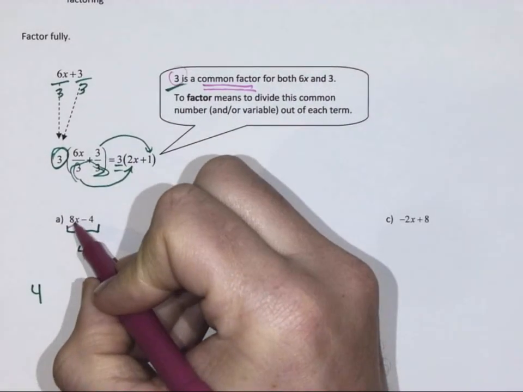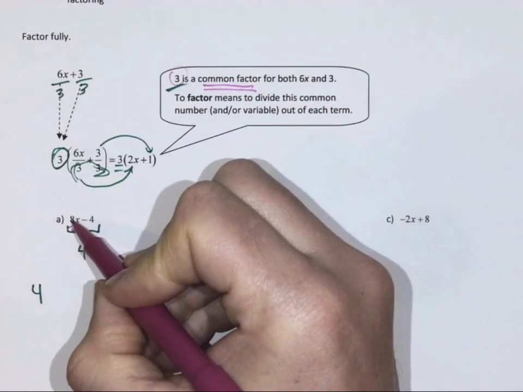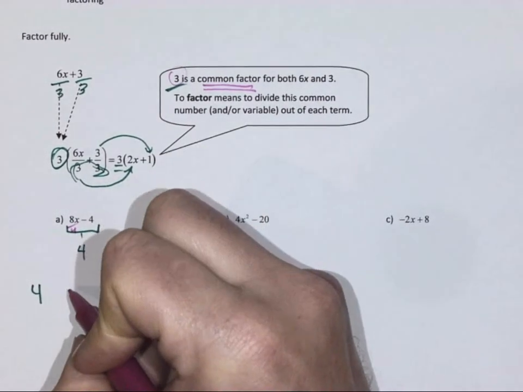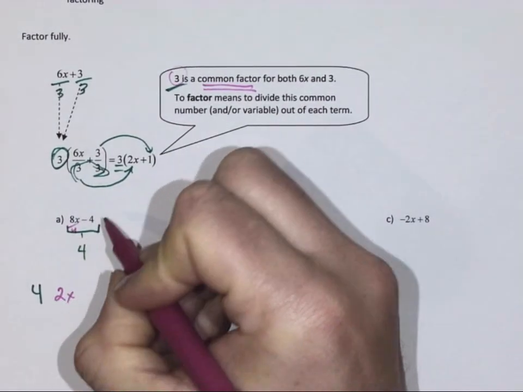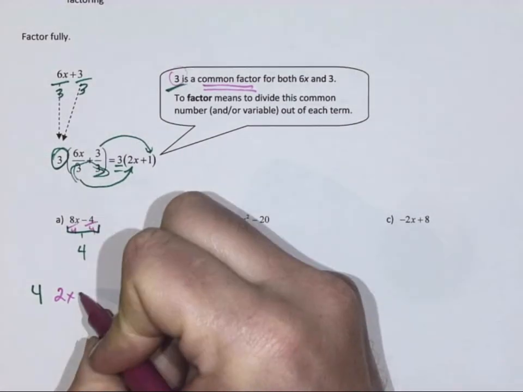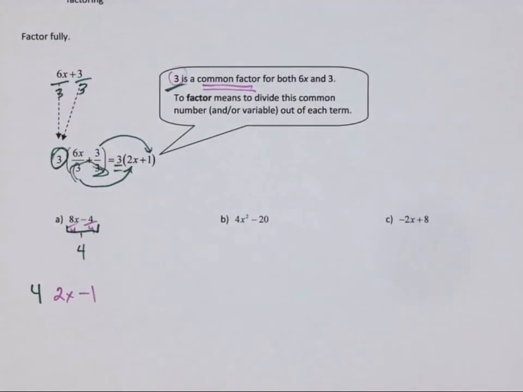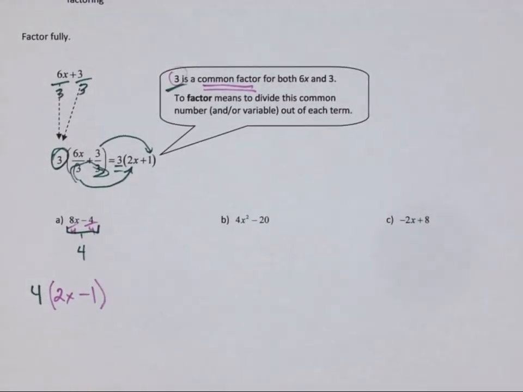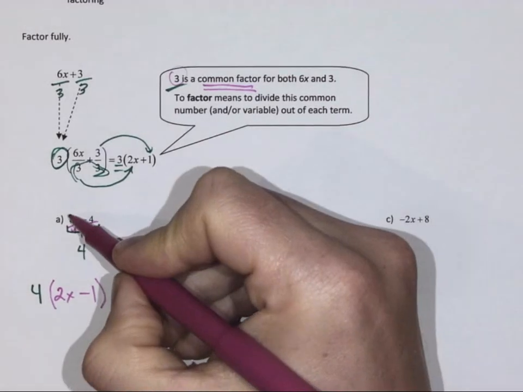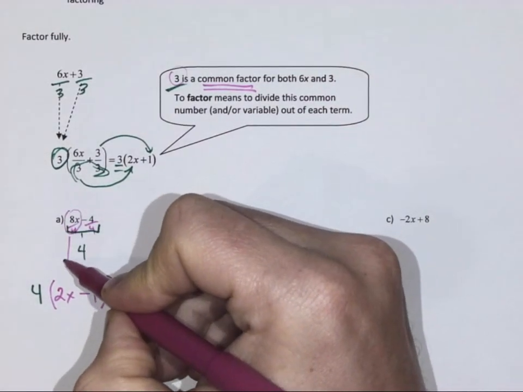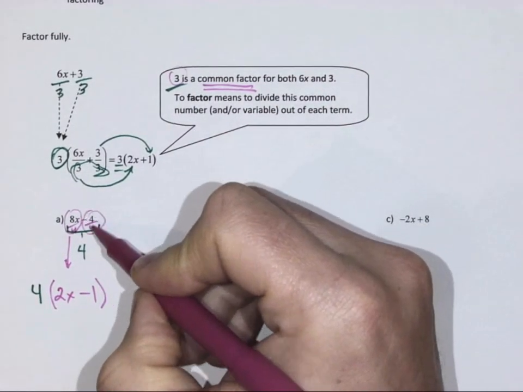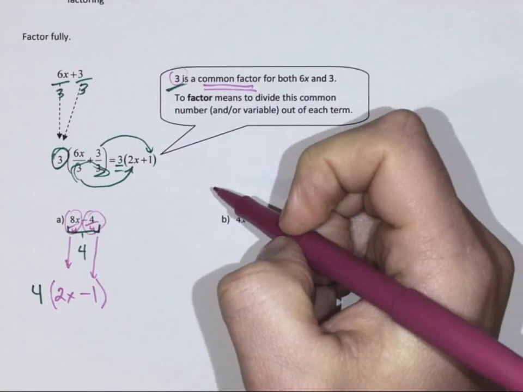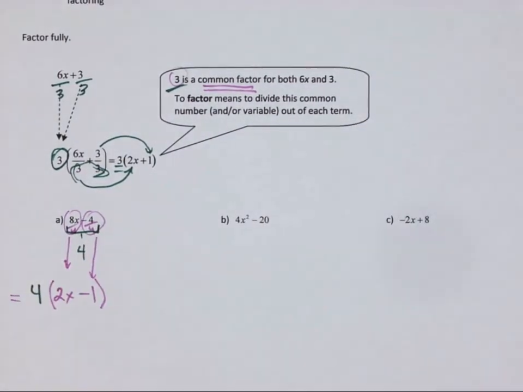And I'm really saying 8x divided by that 4, 8x divided by 4 is 2x, and -4 divided by 4 is -1. Because I divided 4 out, I need to show that I've pulled it out, and so I add the brackets with what's remaining. 8x divided by 4 gives me 2x, and -4 divided by 4 gives me -1. And of course I lead with equals.